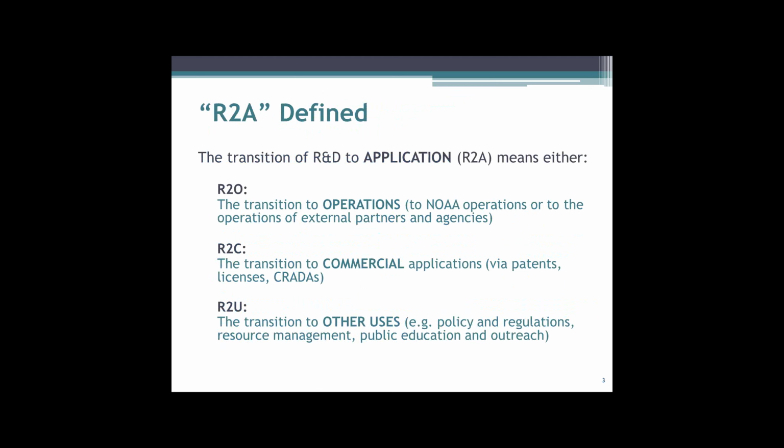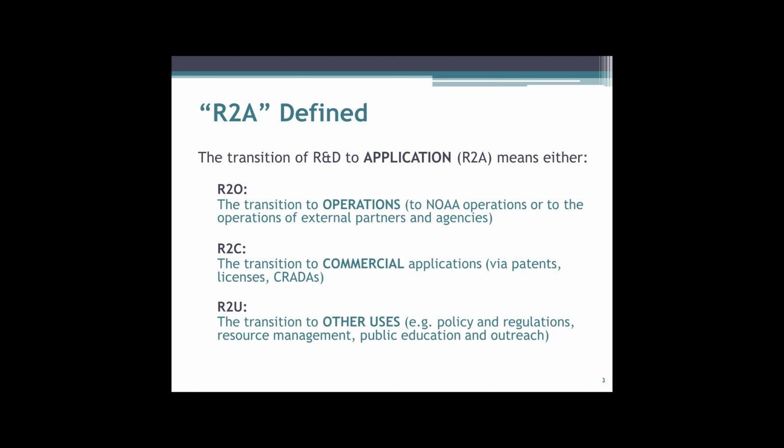So what does this research to application mean? It has three flavors that have been defined in this NAO. Research to operations is the one that we're involved with. There are two other flavors: research to commercial applications, which is dealt with by the NOAA Technology Partnership Office, and then there's a catch-all category called research to other uses.